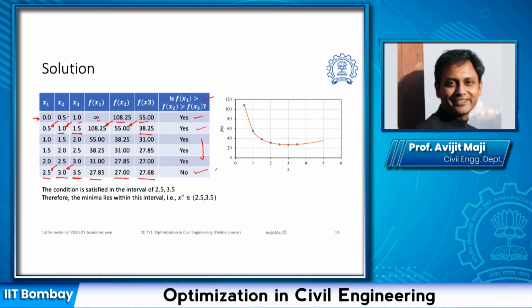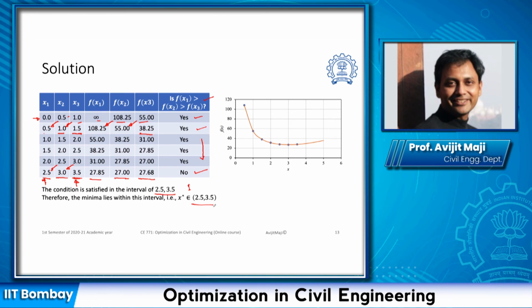So we can now report that the bracket is going to be 2.5 and 3.5, which is this value and this value. If you see, the precision here is exactly 1, and therefore the minimum is going to lie between this.